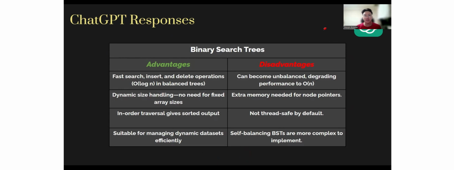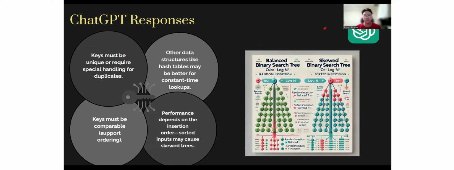On the flip side, the chatbot noted that BSTs can become imbalanced without proper handling, leading to degraded performance. It also mentioned drawbacks like memory overhead from node pointers, lack of thread safety, and the implementation complexity of self-balancing variants. Furthermore, the chatbot emphasized the requirement for unique and comparable keys, and also explained how duplicates need special handling, as well as how other data structures like hash tables may be better for constant lookups.